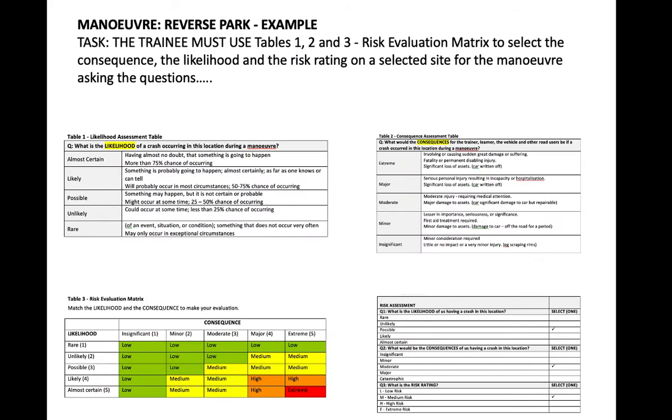So let's take a look at our risk assessment. So first of all, table 1, the likelihood. If you look down here, we've said, okay, it's possible that there could be some sort of crash occurring. Table number 2, we've said that the risk would be moderate, and we join those two together. So we've got possible and moderate. So there'd be a medium risk would be our rating for that one, and we've marked that down here.